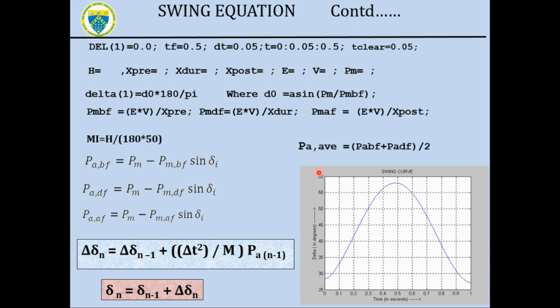This is what I have said: the accelerating power is the average power between before fault and during fault. That means this is the equation corresponding to T equal to 0. This is before fault, and this is during fault, so the immediate instant is during fault, and we have to take that average power. Suppose you take T equal to T clear: this portion corresponds to during fault, and after T clear, this portion corresponds to after fault. So we have to take the during fault and after fault average. Let us see that in the next slide.